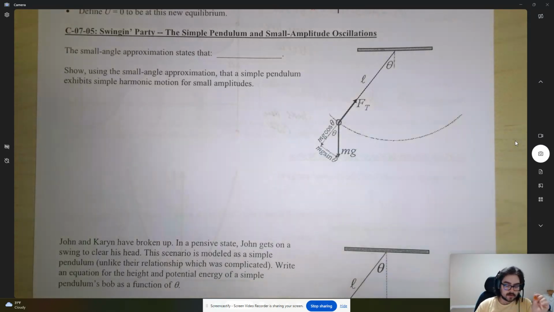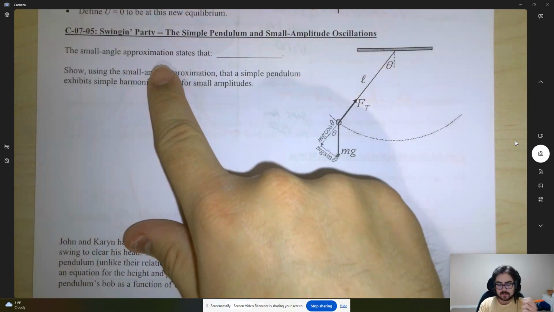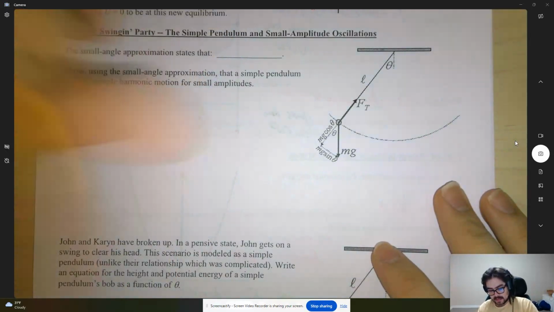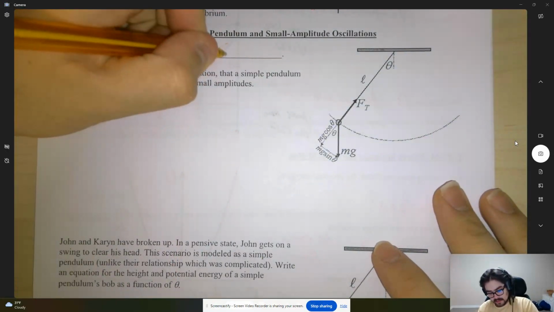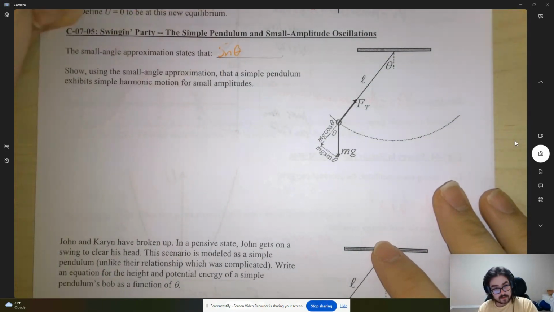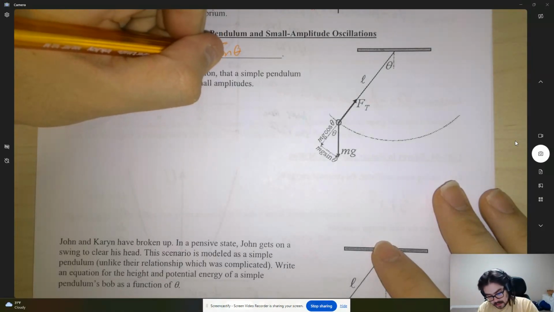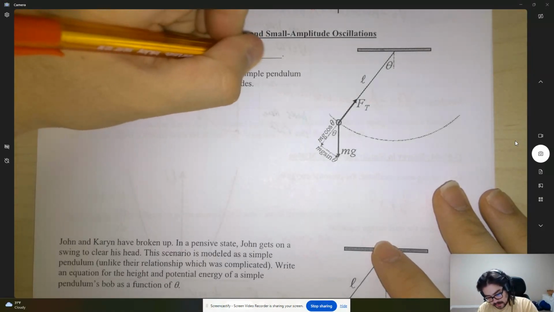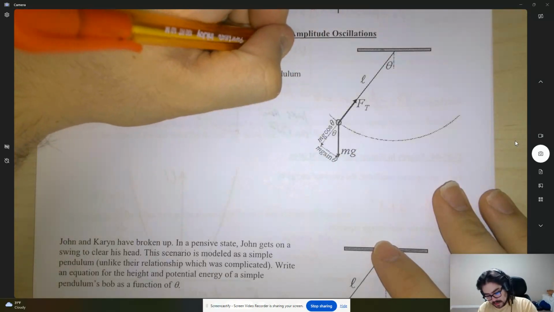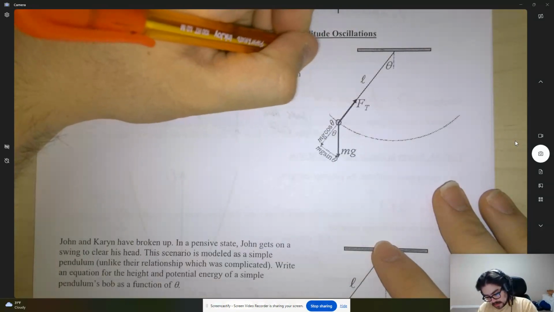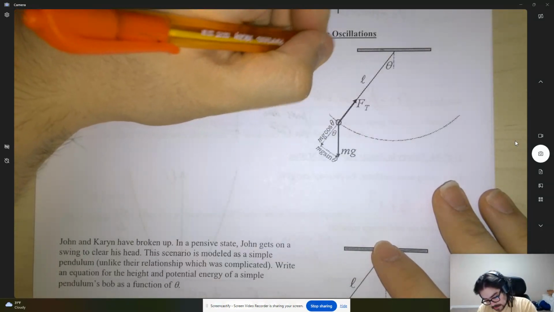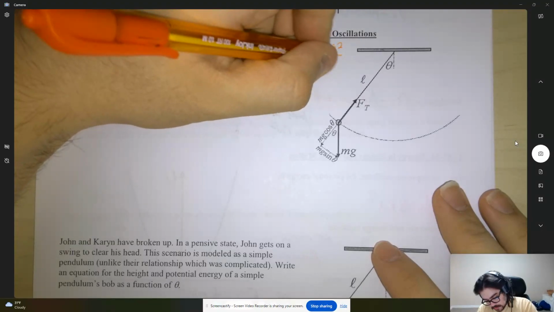All right. Small angle. So we're going to tell you about the small angle approximation and then the simple pendulum. The small angle approximation states two important things: the sine of theta for small angles is approximately equal to theta. It also tells us that cosine of theta is approximately 1 minus theta squared over 2.